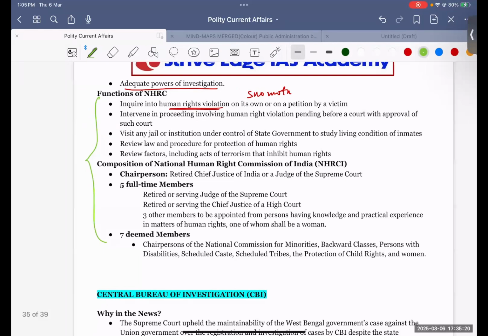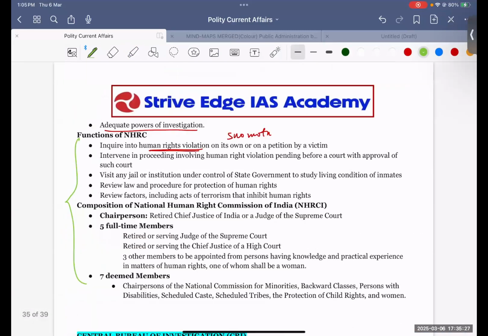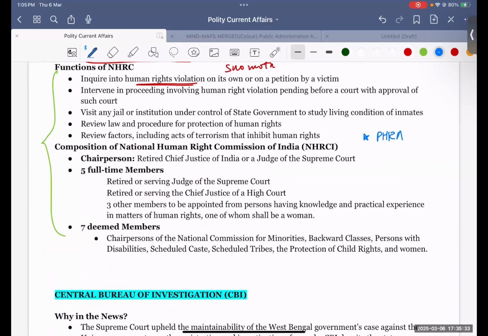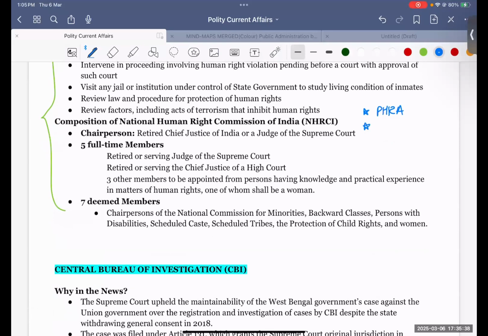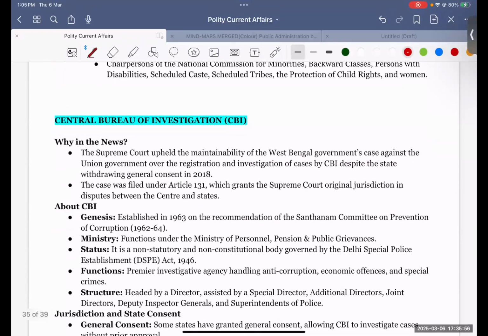Why is it important, guys? This particular act is important. It was asked in your PYQs also. Okay. So give a read about the Protection of Human Rights Act. Fundamental rights goes without saying. Also NHRC and SHRC, about this also. Okay, let us move on to the next topic now.